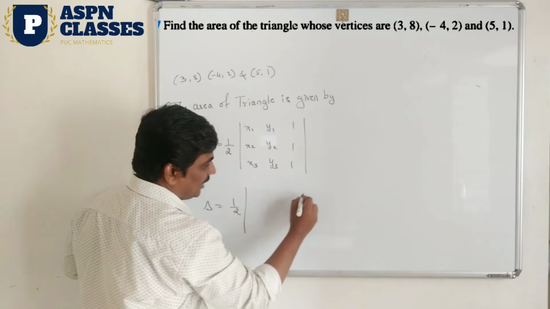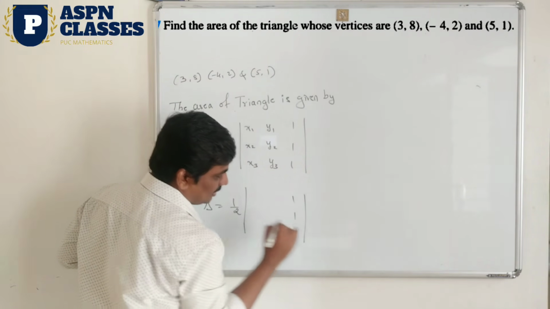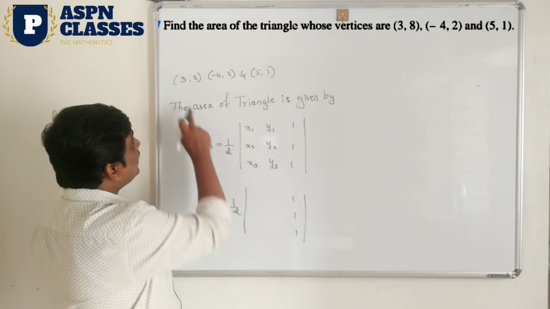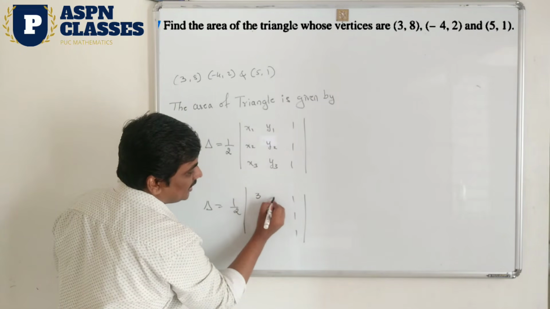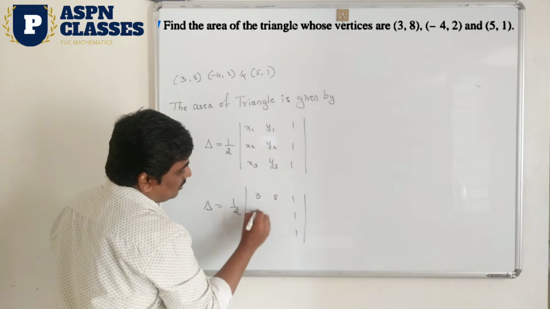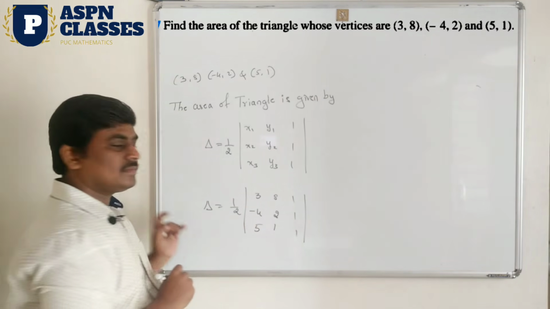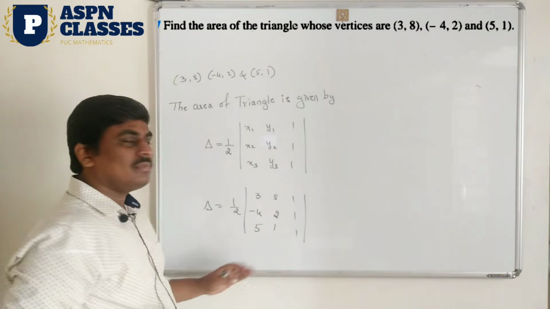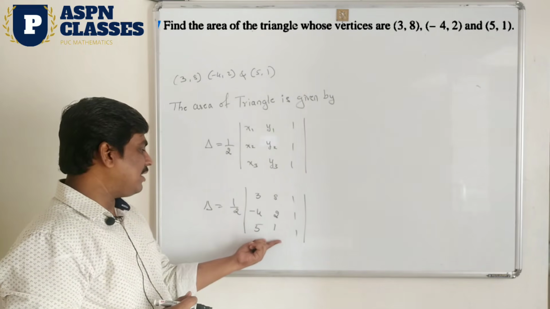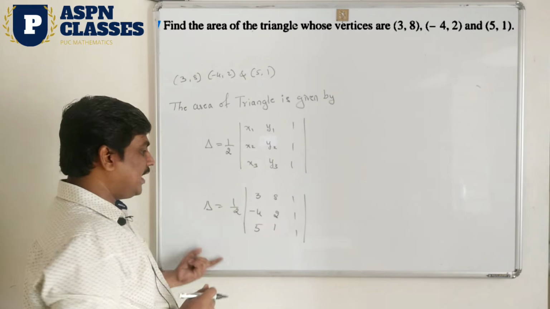First you write the last column result 1, 1, 1. Is that clear? Now you write the points. First point is 3 and 8, second point minus 4 and 2, third point 5 and 1. Correct? Now you have to evaluate this determinant value and multiply it with 1/2. That is your area of the triangle.